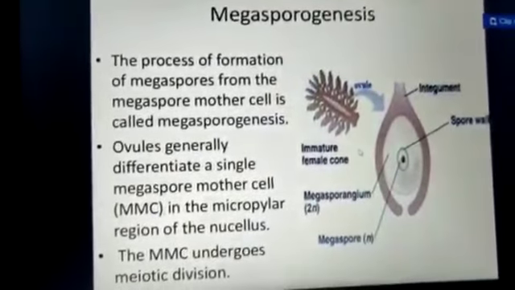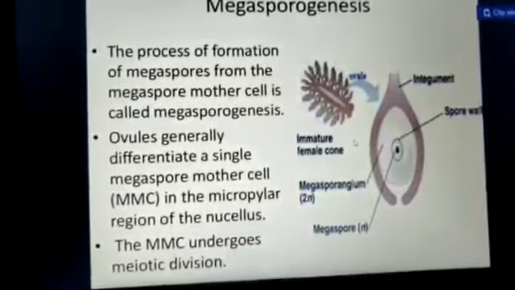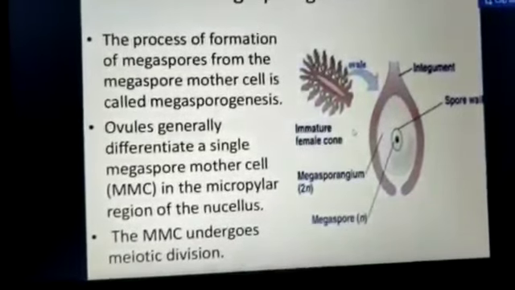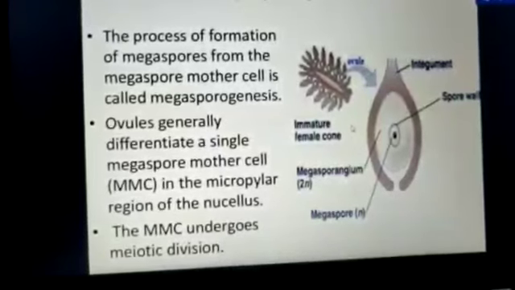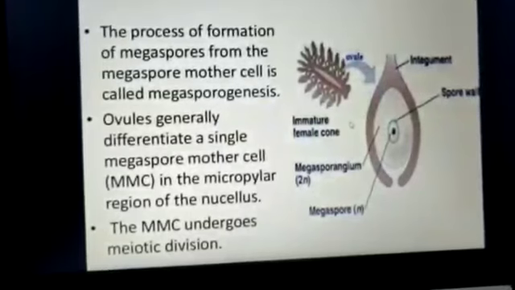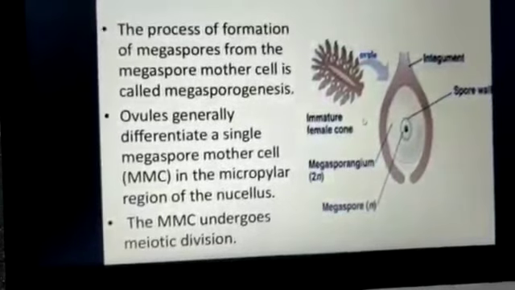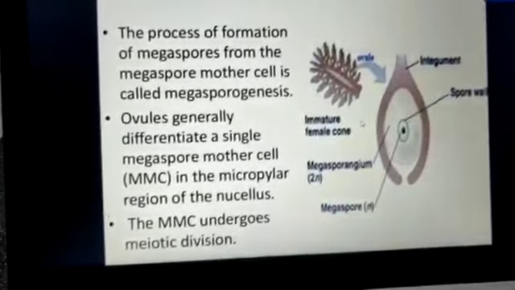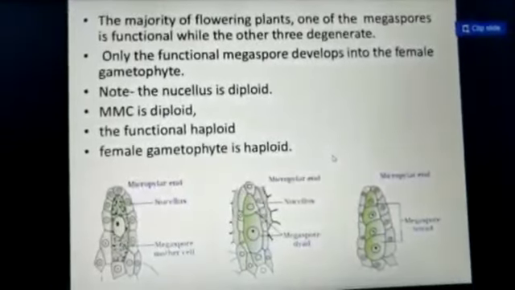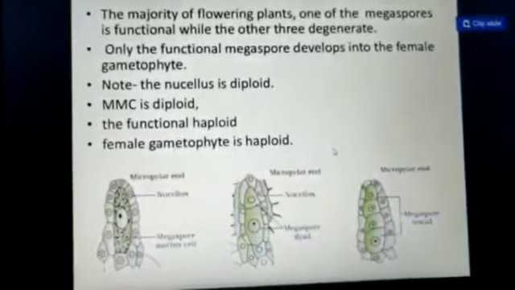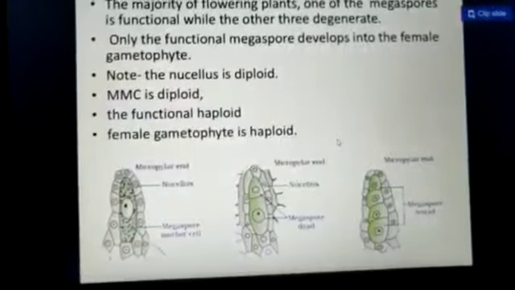Now, megasporogenesis. The process of formation of megaspores from the megaspore mother cell is called megasporogenesis. Ovules generally differentiate a single megaspore mother cell, that is MMC, in the micropylar region of the nucellus. The MMC undergoes meiotic division. Always remember, children, gametes are always formed through meiosis. Now, in the majority of flowering plants, one of the megaspores is functional, while the other 3 degenerate. Only the functional megaspore develops into the female gametophyte.